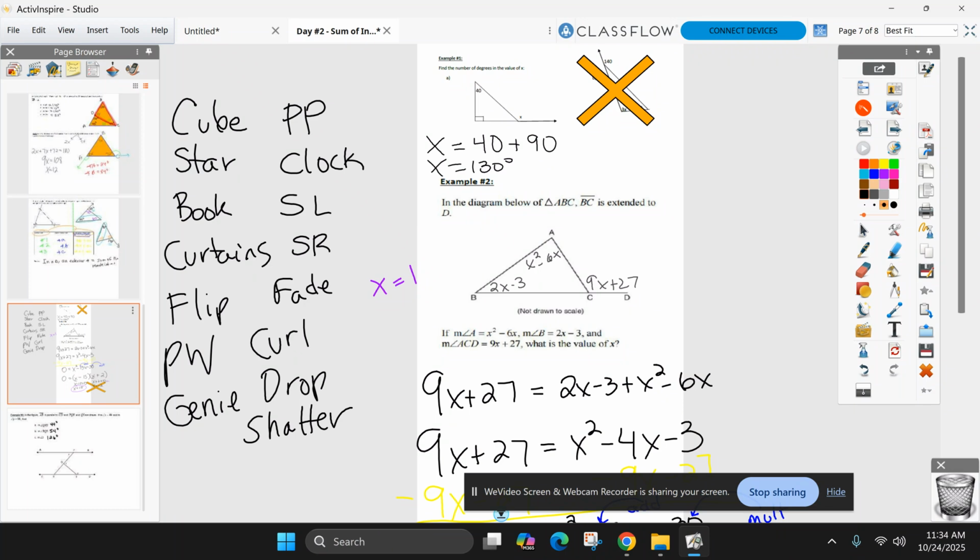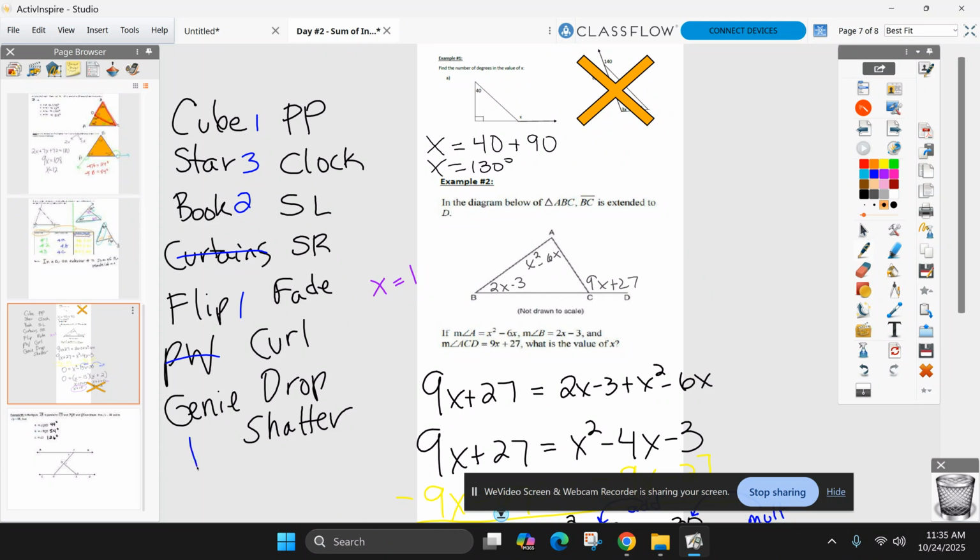Okay, we ready to vote? Vote for whatever you want. Don't look around and think you got to be part of the crew. All right, no. You vote for whoever you think it is here. All right, how many cubes? Cubes. Going to be cubes. Stars. Book. 2 books. Curtains. Flip. Pinwheel. Genie.